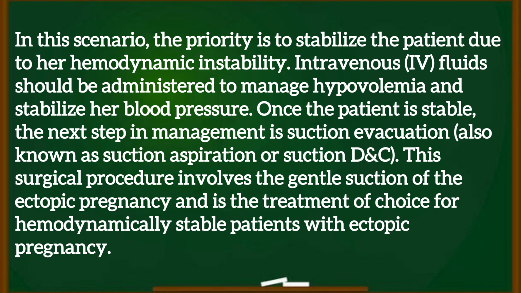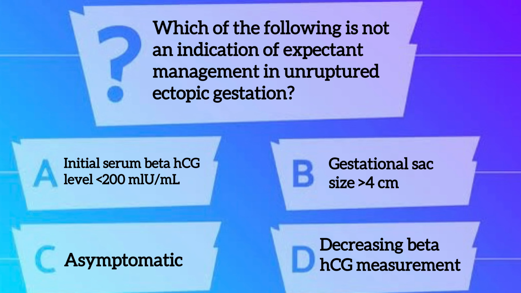So our last PYQ for today's discussion is, which of the following is not an indication of expectant management in unruptured ectopic gestation? A. Initial serum beta hCG level less than 200 milli-international units per milliliter. B. Gestational sac size more than 4 cm. C. Asymptomatic. And D. Decreasing beta hCG measurement.